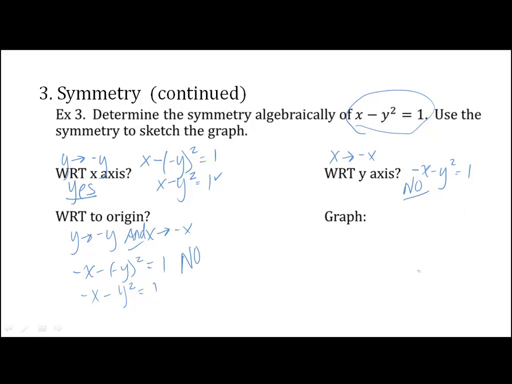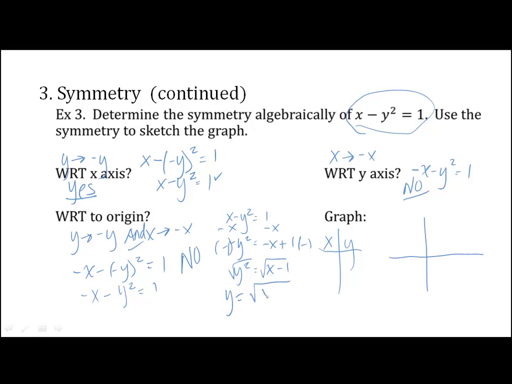Now I need to graph this guy. Okay, in order to graph this, I need some xy coordinates, but I need to set my equation equal to y first. So I need to do a little algebra. So I'm just going to solve this for y. Hopefully you can do this pretty simply. I need to make that a positive y squared, so I'm going to multiply both sides by negative 1. So I have y squared equals positive x minus 1. I need to take the square root of both sides. So y equals the square root of x minus 1.